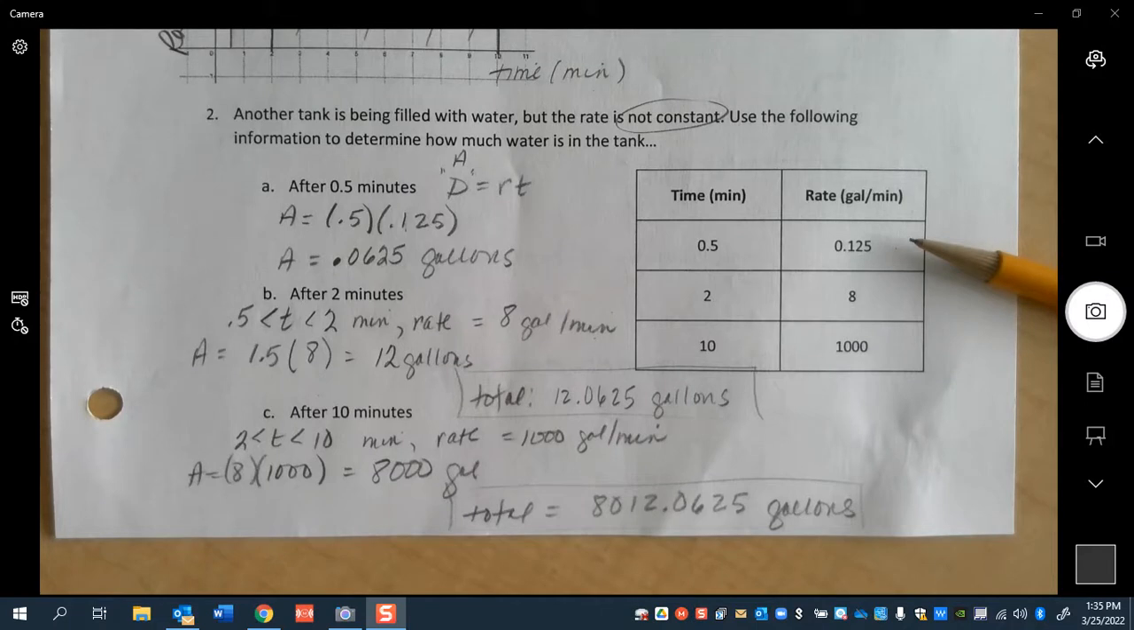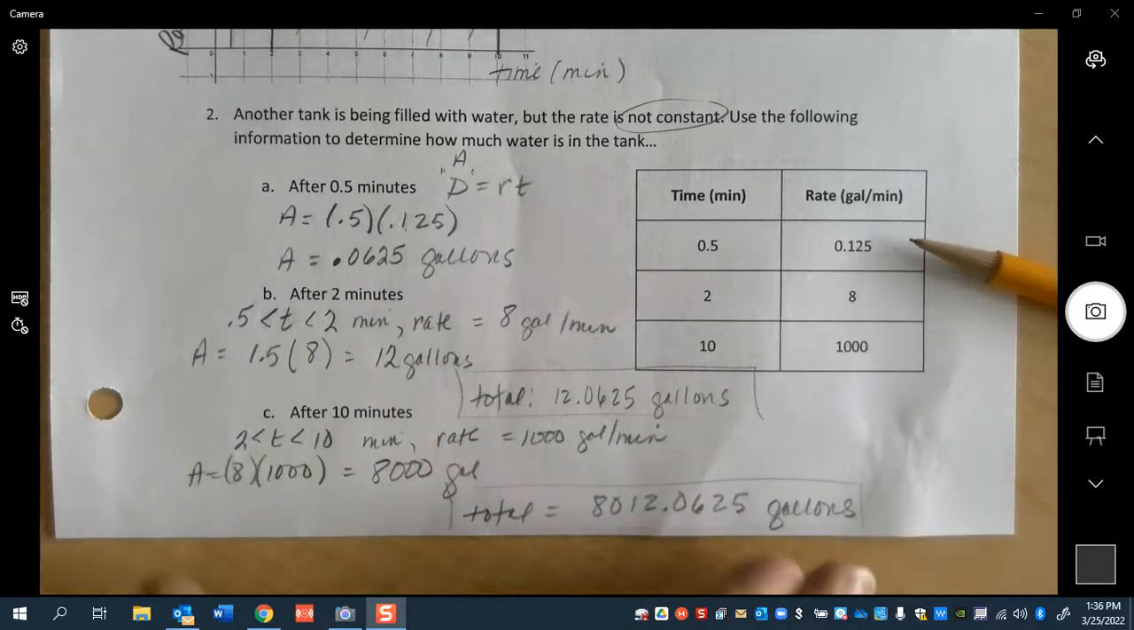So during this time, which was 1.5 minutes in between there, I had an 8 gallon per minute rate. And think about that again, distance equals rate times time. I put my distance into quotes because the amount of water in it is rate times time, the distance I travel is rate times time. That rate times time is going to give you that ultimate value that you're looking for, 12 gallons. So total now I have this many gallons in my tank.